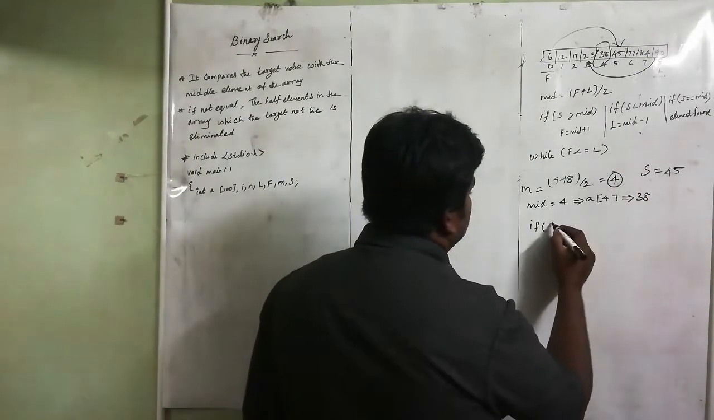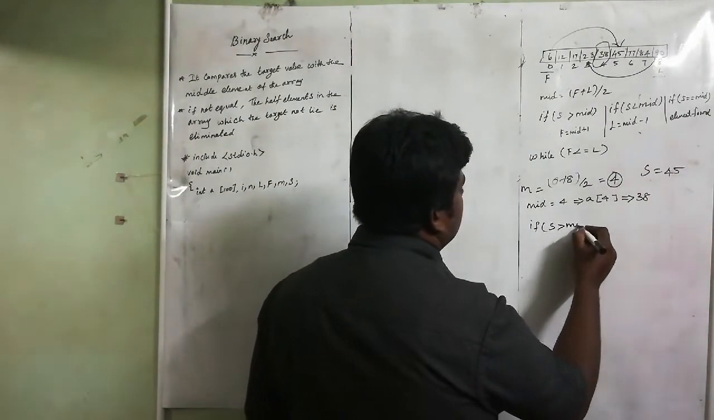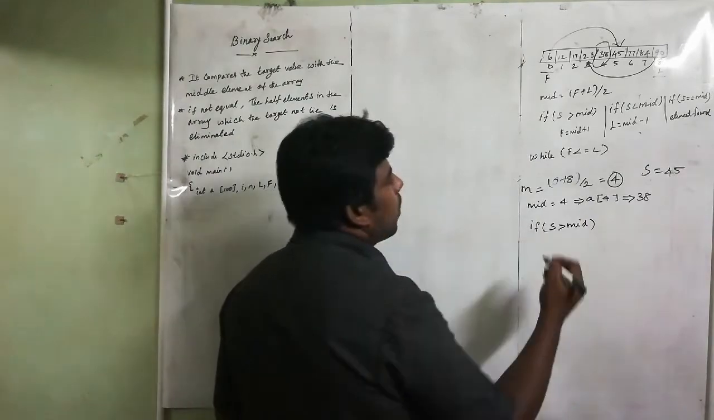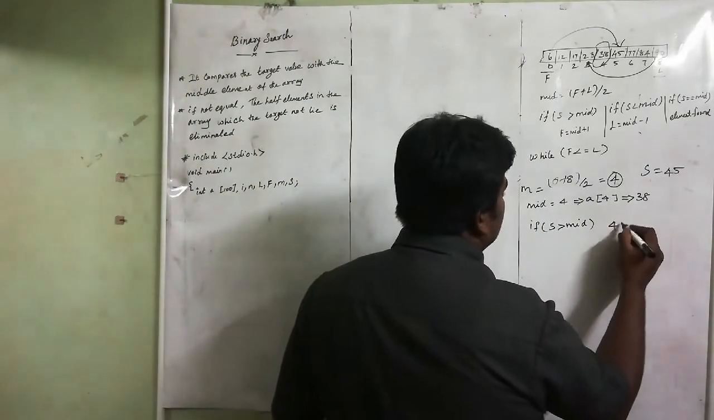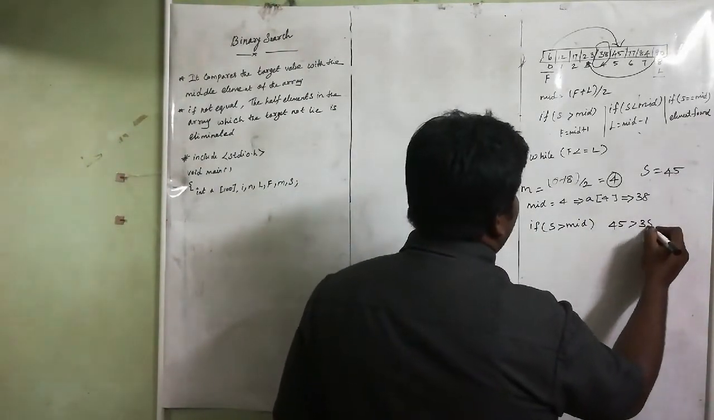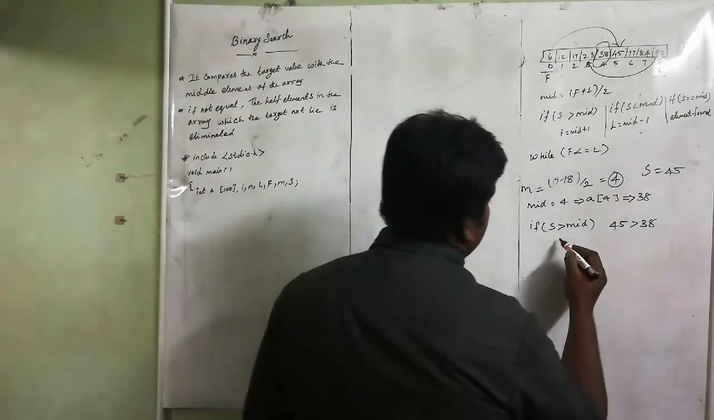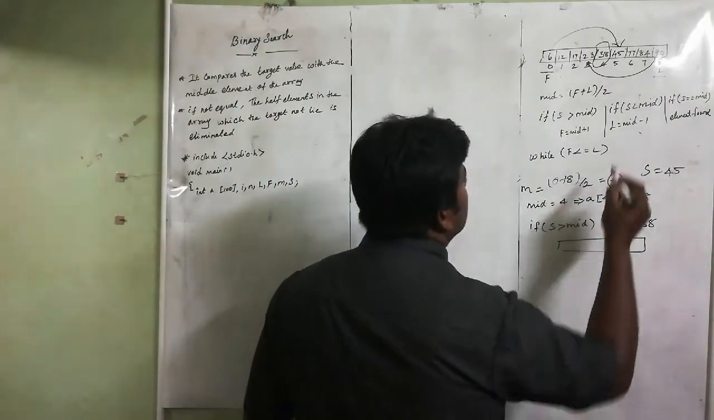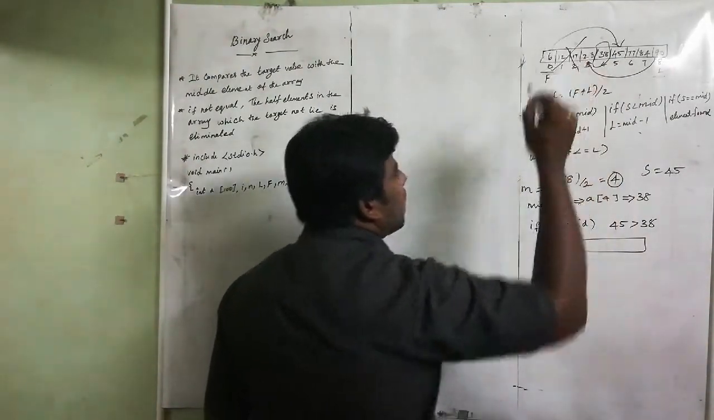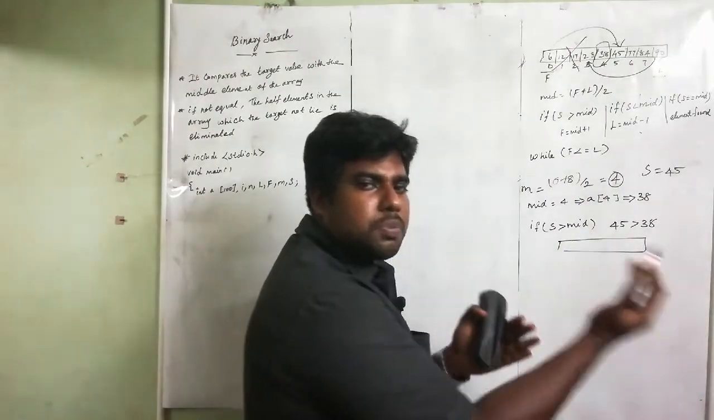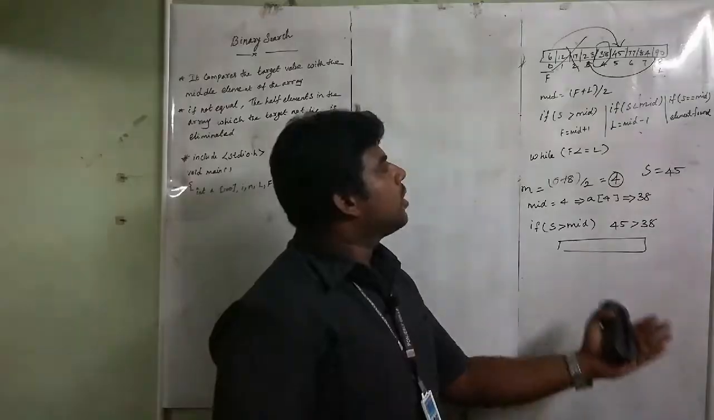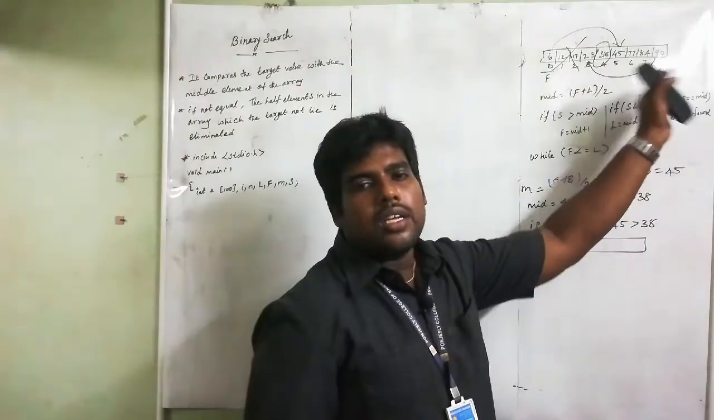So suppose search element is greater than mid. This is the first condition, right? So what is the search element? 45. 45 is greater than 38, right? So what will happen? In the list, this portion will be eliminated: the elements present on the left side, because your target is on the right side.